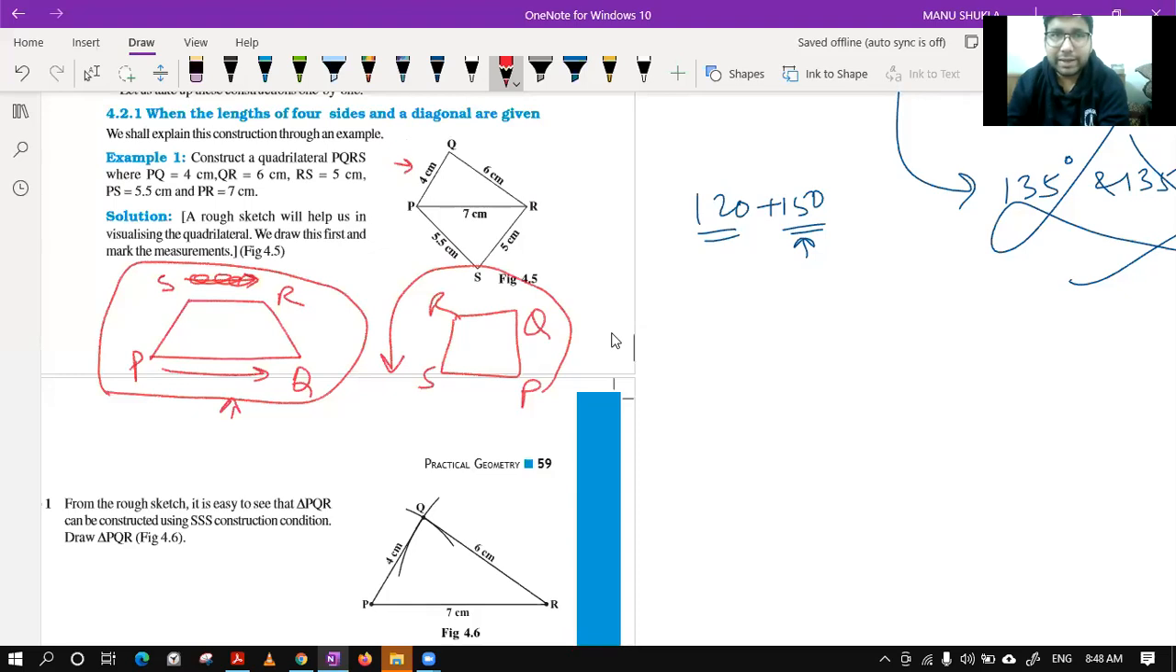First step done. Second thing, whatever is given to you, just write. They are saying PQ is 4, just write 4 centimeter in the rough diagram. QR is 6, write this also. Then RS is 5, write this. Then PS is 5.5, write this also. And then they are saying PR is 7 centimeter. That is, this diagonal is given to you as 7 centimeter.